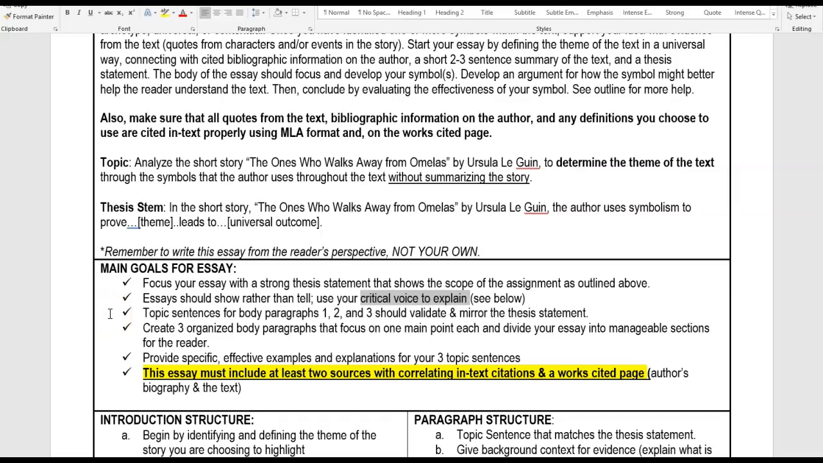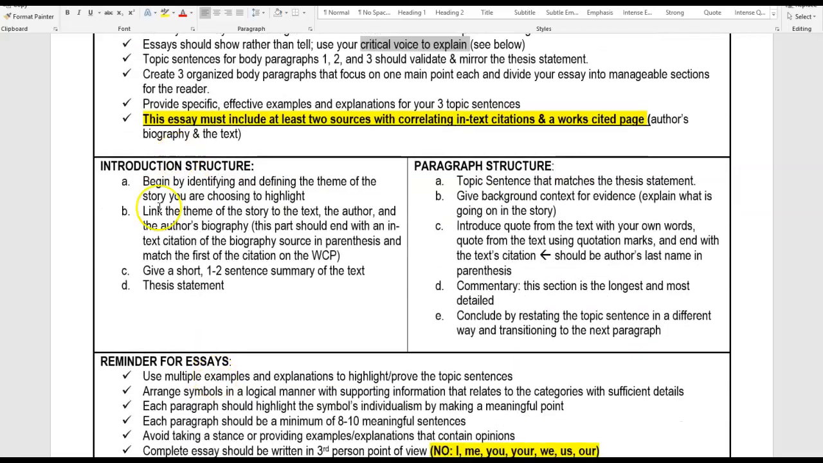Topic sentences for body paragraphs 1, 2, and 3 should validate and mirror the thesis statement. You should create 3 organized body paragraphs that focus on one main point each and divide your essay into manageable sections for your reader. This essay must include 2 sources with correlating in-text citations and a Works Cited page. The first source is your biography, and the second source is your text.